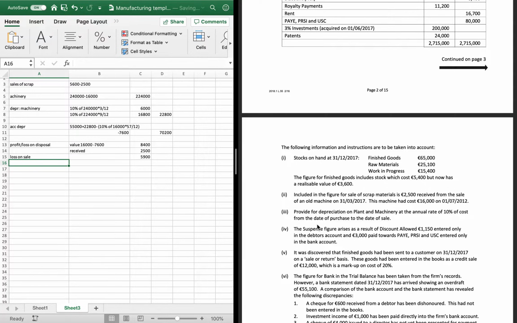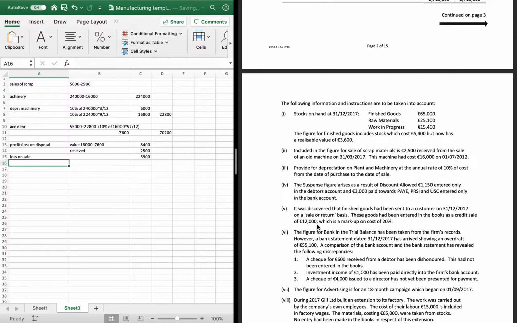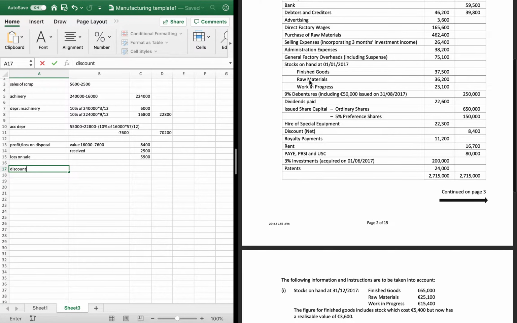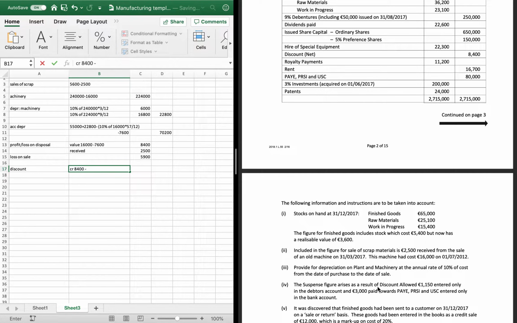Okay, number 4, suspense working. Now the suspense figure arises as a result of the discount allowed of 1150 entered only in the debtors account. So discount allowed should go into debtors and discount. So it's credit debtors because it reduces debtors, and debit discount. So discount allowed is an expense. So we're debiting discounts. Let's have a look at discount in the question. It's a net position of 8,400, so it's a credit of 8,400. If we're debiting the discount, we're taking it out. So we're debiting 1150.